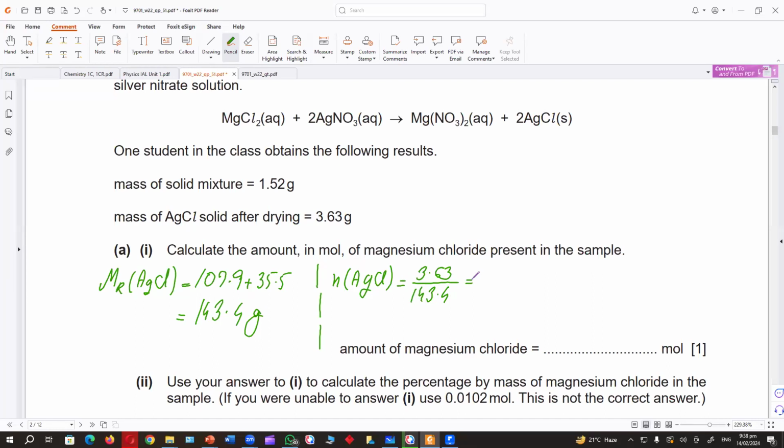The final answer is 0.025 moles. Is it the division of 3.63 by 143.4? Yes. How much is it? 0 point? 0.025. And any number after 5? Yeah, 3.